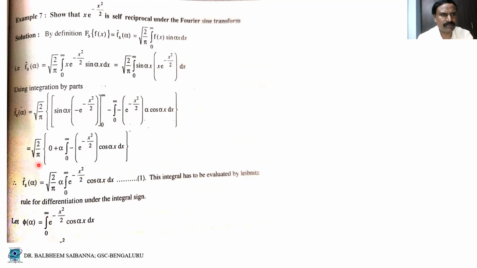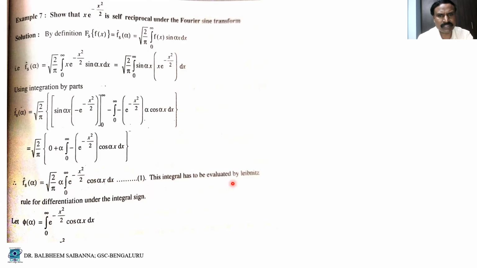Square root of 2 by pi as it is. Now substitute the upper limit, infinity, wherever x is there. This value is 0 totally. Then here alpha comes outside the integral, 0 to infinity, with e to the power of minus x square by 2 cos alpha x dx. Then Fs(alpha) is equal to root of 2 by pi alpha integral 0 to infinity e to the power of minus x square by 2 cos alpha x dx. This is called equation number 1.